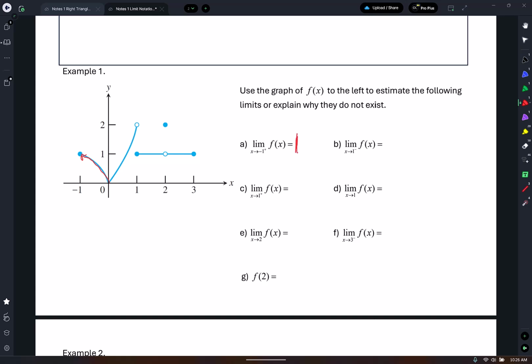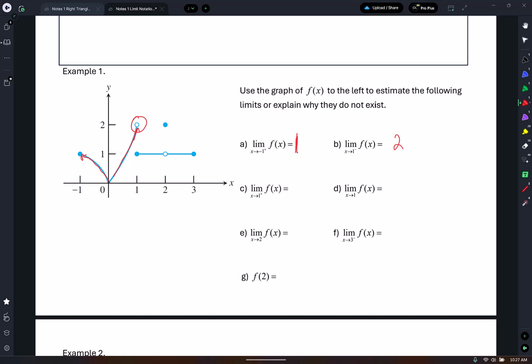Limit. I'm looking at letter B. Limit as x approaches 1 from the left of f of x. How do I read that? What is that limit? Not 1. I'm approaching x equals 1 from the left, so 2.